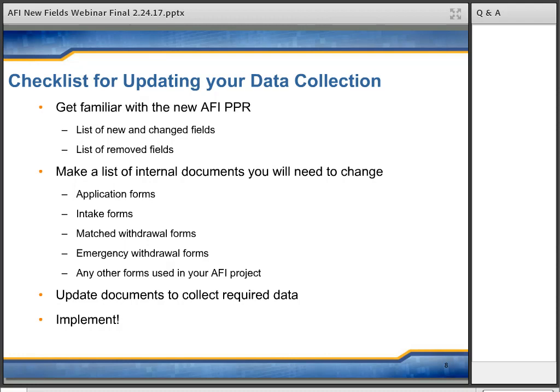So after you're familiar with the full list of fields, you should make a list of the internal documents you use for IDA that will be affected by these fields. So this could include your application forms, your intake forms, matched withdrawal forms, emergency withdrawal forms, and any other forms that you use with your IDA project. So once you've sat down, you've read them over, you see what data you're collecting, you've compared it to the new fields that are collected for the IDA PPR, draft new versions, have someone double check and make sure you didn't miss anything, and then go ahead and make the changes.